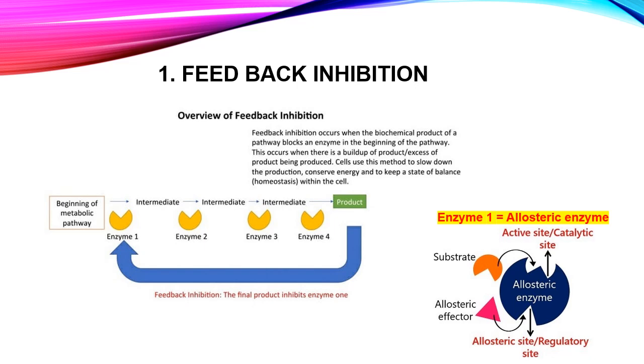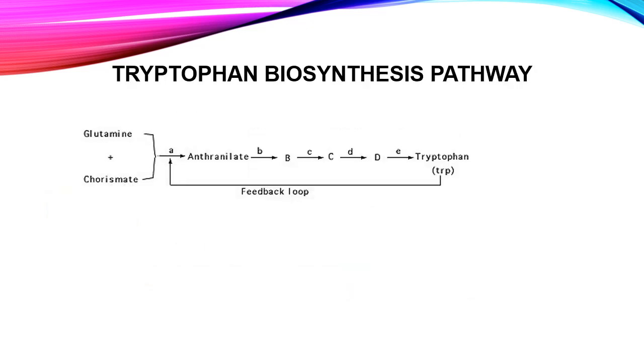Okay, the best example for feedback inhibition is the tryptophan biosynthesis pathway. Now let's look at this tryptophan biosynthesis pathway. So here is our tryptophan biosynthesis pathway. Let's look at this diagram. This is a very generalized tryptophan biosynthesis pathway diagram occurring in E. coli and showing feedback inhibition.